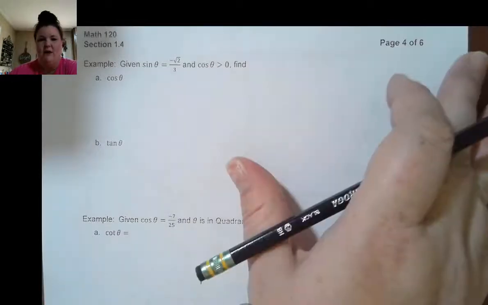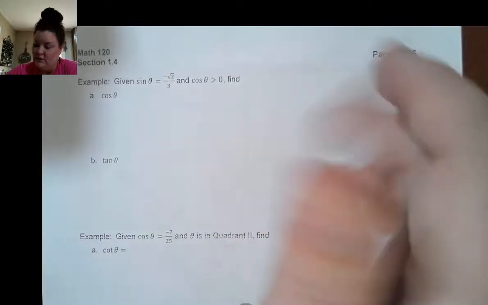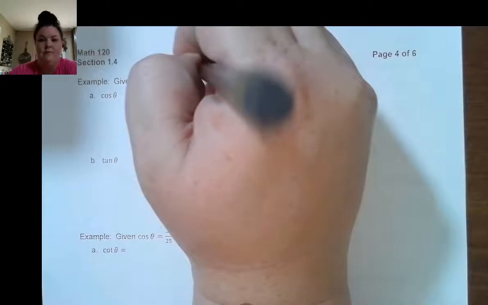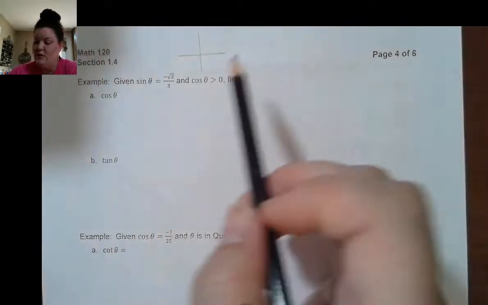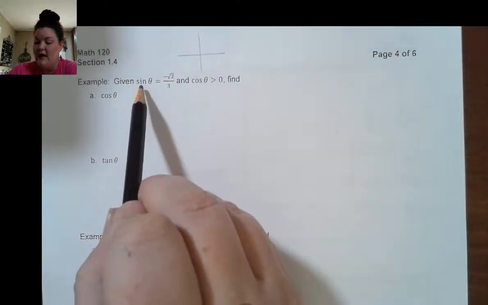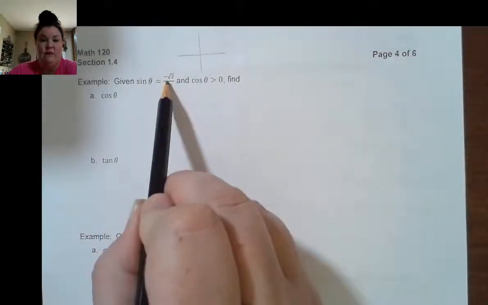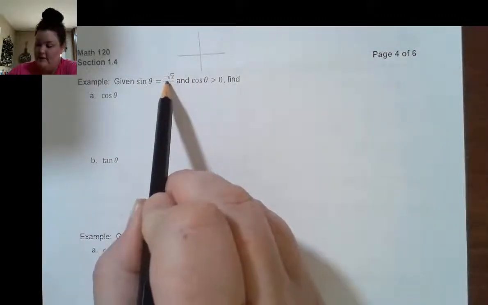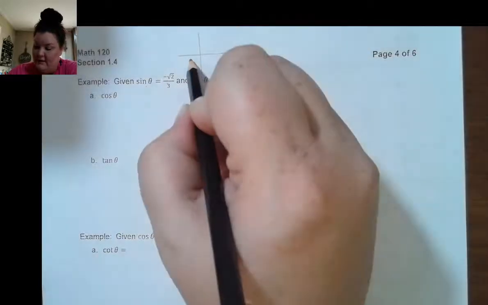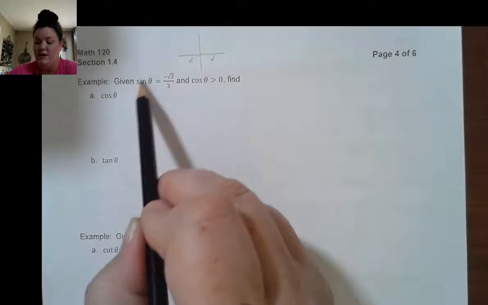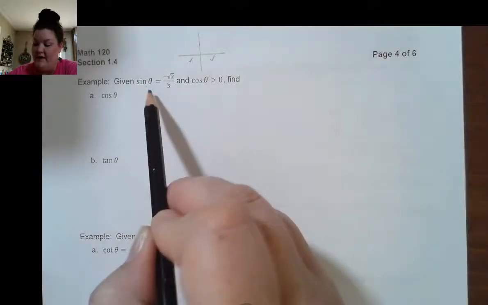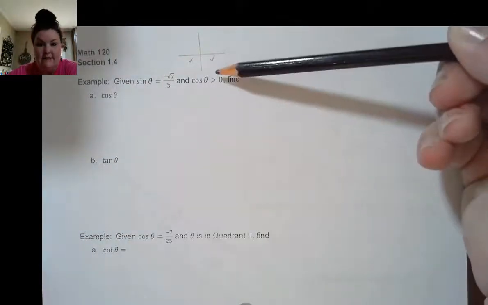So I'm going to go ahead and draw just a little quadrant thing and try to figure out where it's at. Okay, now this says sine is negative. So if sine is negative, that's got to happen down here or down here, right? Because sine has to deal with our y value, and y values are negative below the x-axis, okay?